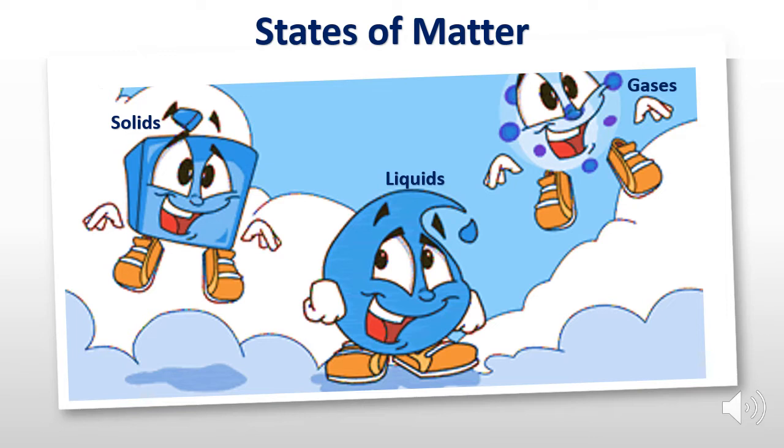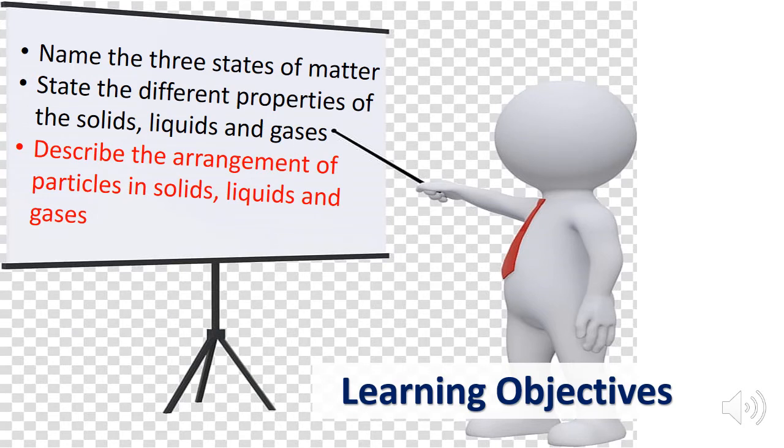Now today's session we're going to look at the three states of matter, so looking at solids, liquids and gases. This is something that I'm sure you've covered during your time at your primary school. So our learning objectives for this session are for you first of all to be able to name the three states of matter, so to be able to identify that materials can either be classified as a solid, a liquid or a gas. We also want you to be able to state the different properties of solids, liquids and gases.